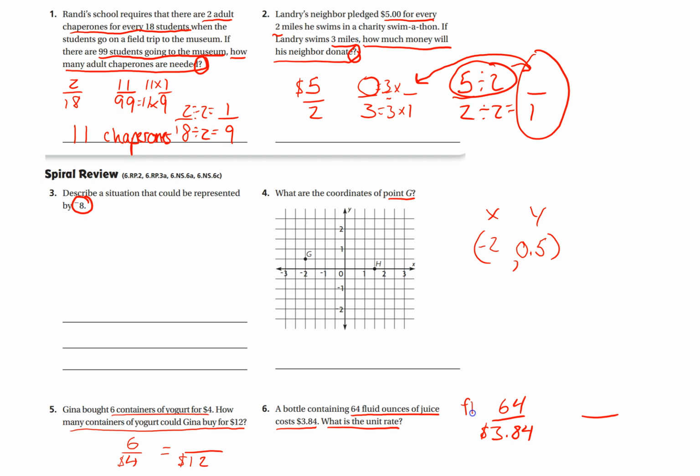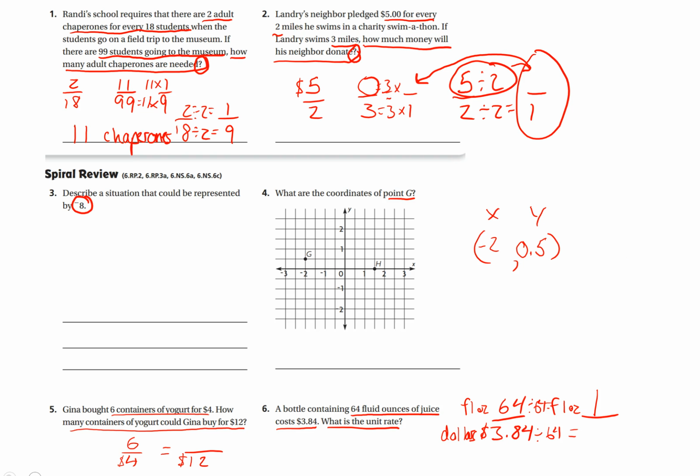We have fluid ounces on top, so we need fluid ounces on top here, and we have dollars on the bottom, so we need dollars on the bottom for our other fraction. So when we're finding a unit rate, that means we want to know how much it costs for 1 fluid ounce. Okay, so you have to divide 64 by 64 to get 1 fluid ounce, and then you're going to need to divide the dollars by 64 as well, because whatever you divide the top by, you have to divide the bottom by the same thing.